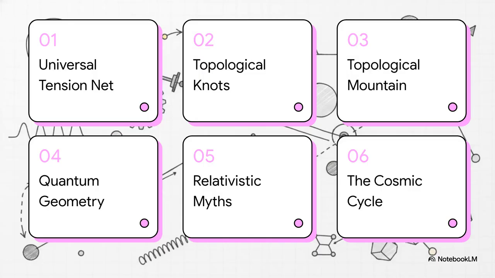Here is our roadmap for today's explainer. We'll be hitting 1. The universal tension net. 2. Particles as topological knots. 3. The topological mountain. 4. Geometry of the quantum. 5. Mechanics of relativistic illusions. And finally, 6. Gravity and the cosmic cycle.